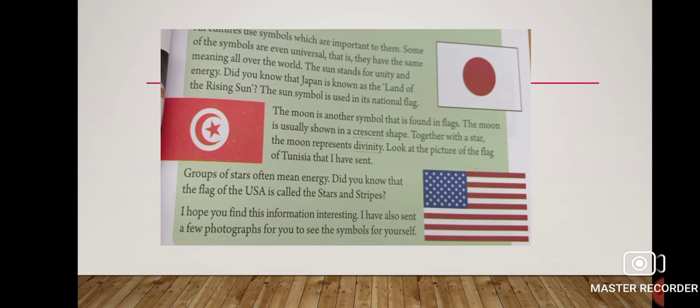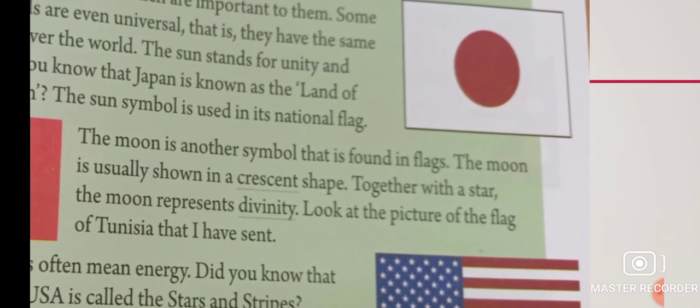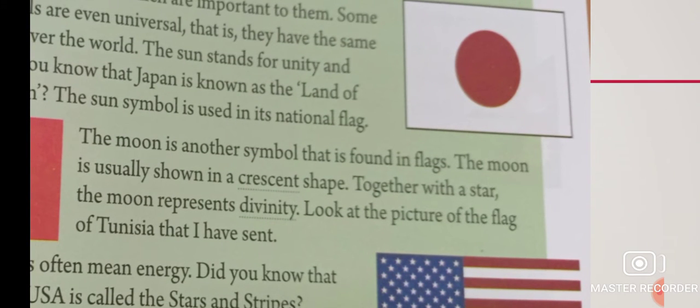The sun symbol is used in its national flag. Now you can see this is the flag of Japan. It has a sun in the middle. The sun is the sign of unity and energy, and Japan is known as the land of the rising sun. So it has a sun in the middle of its flag.